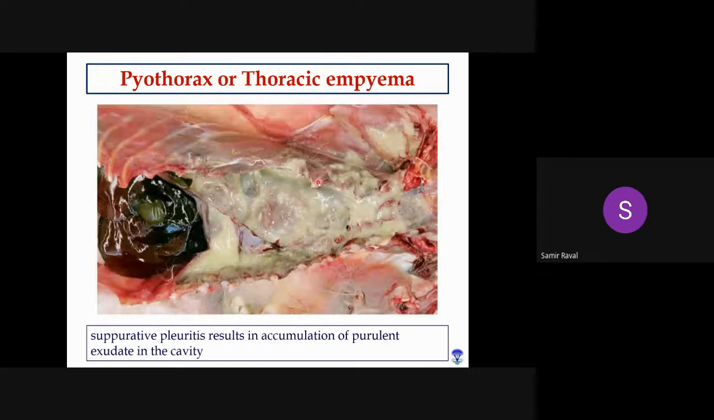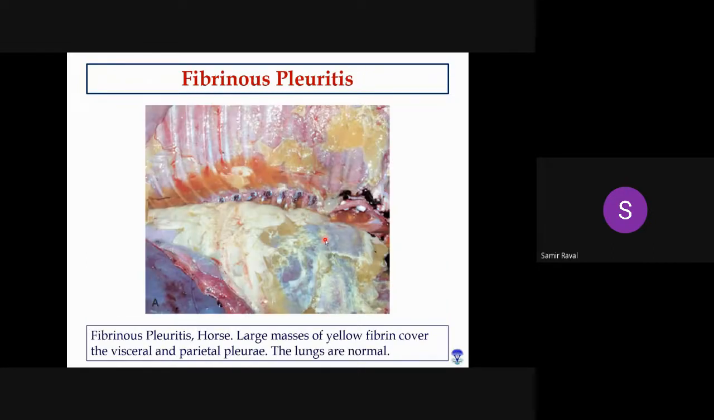Here also you can see this entire thoracic cavity is filled with the pus. So pyothorax or thoracic empyema. Here you can see the entire thoracic cavity as well as surface of the lungs are showing severe accumulations of fibrin, right? All these yellowish materials are fibrin. So this is typically showing fibrinous pleuritis.